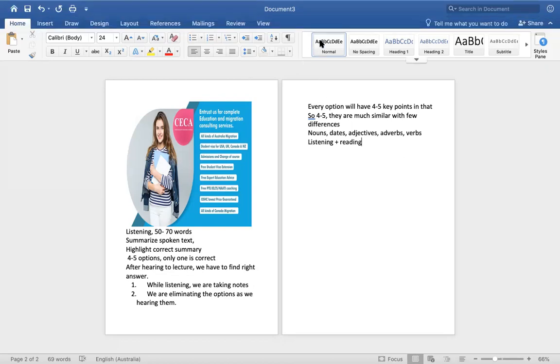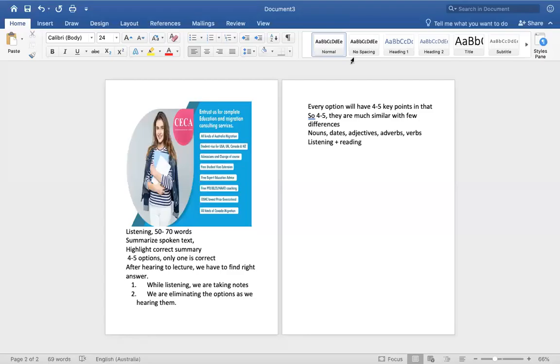Now, how the options will look, let me show you one. I just stopped it, sorry. Let me show you one question, how it will actually look. Bear with me just a second here.